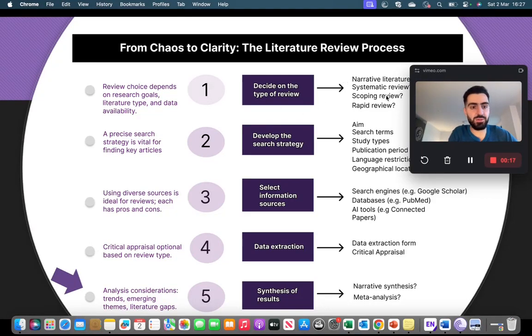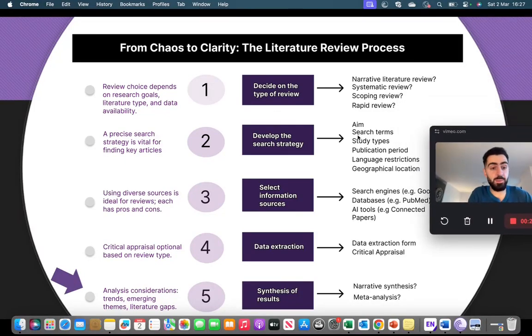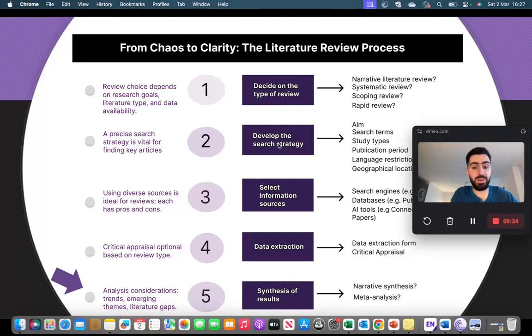So we started off by talking about the importance of deciding on the type of review. Then we discussed the backbone of your literature review, which is developing a search strategy and how fundamental that is. Then we moved on to talk about information sources. How do you extrapolate the relevant research literature? What are the ways in which you can do this? Last week, we talked about data extraction, so how you should have your data extraction form and the key things to include with it, as well as how you critically appraise the literature to get a feel for the quality of papers.